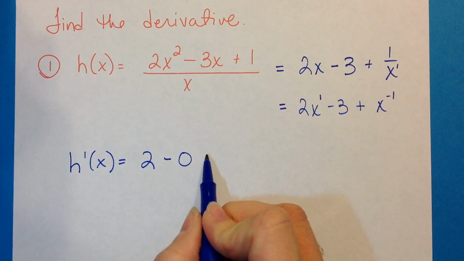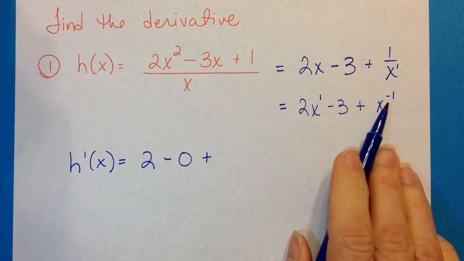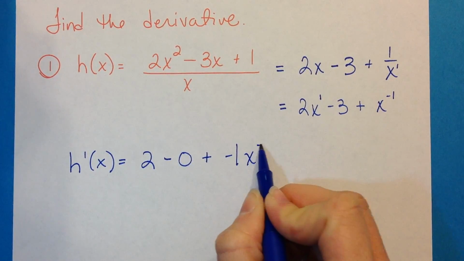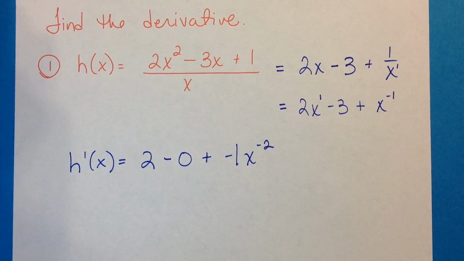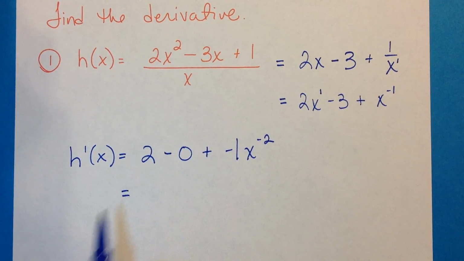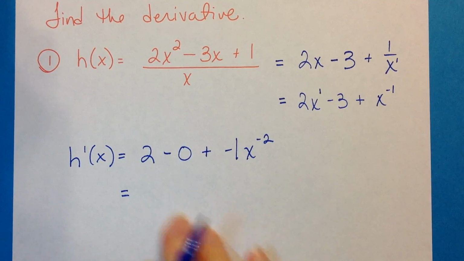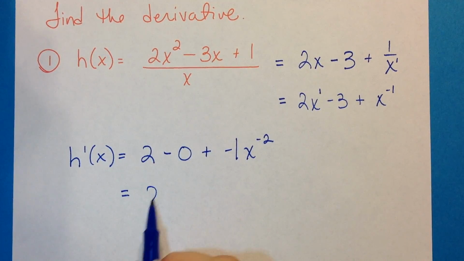All right, using my power rule here, I bring my power to the front, times x, reduce my power by 1. All right, so just cleaning this up a little bit, simplifying things. Again, this would just be 2.